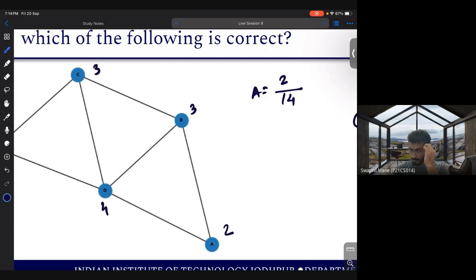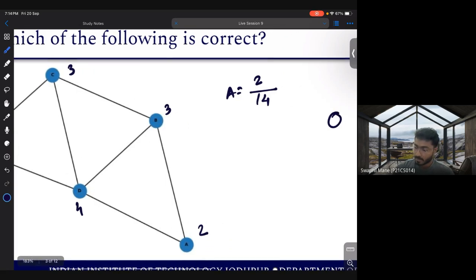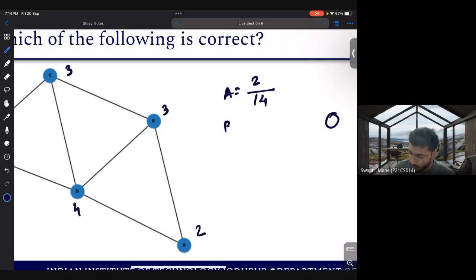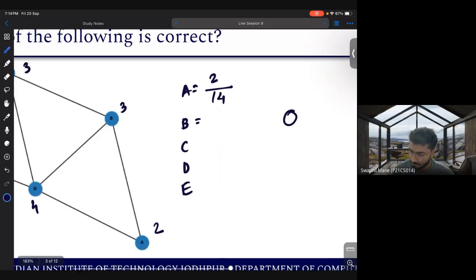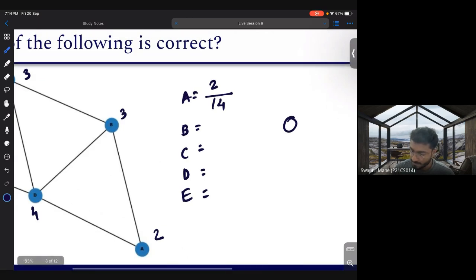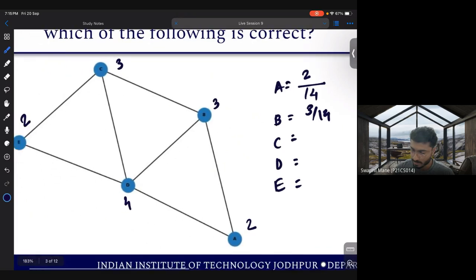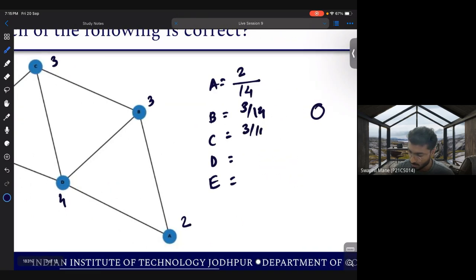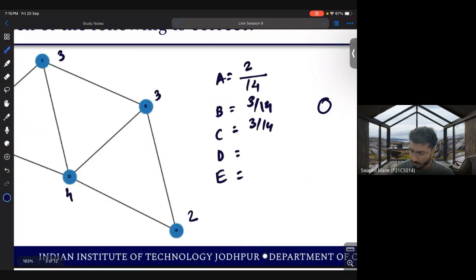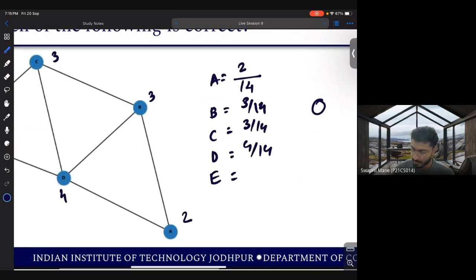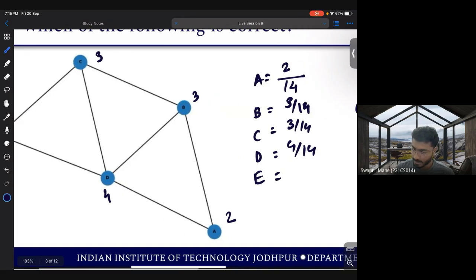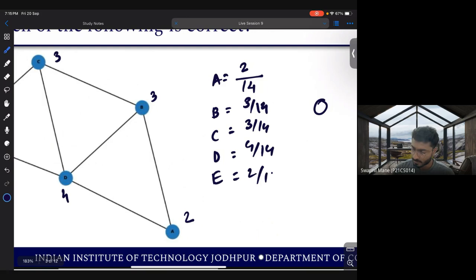And I hope, right, this is 14. So this way, we need to find for each node how much probability is associated with that particular node: B, C, D, E. B has a probability of 3 divided by 14, and C is 3 divided by 14, and D is 4 divided by 14, right? And E has 2 divided by 14, right?